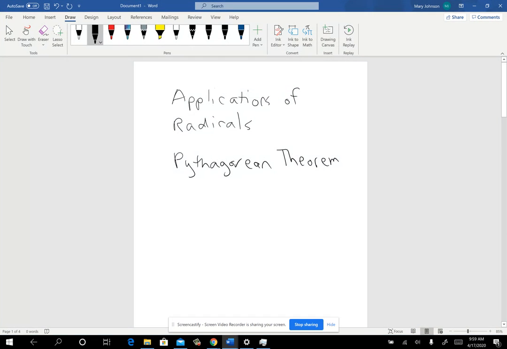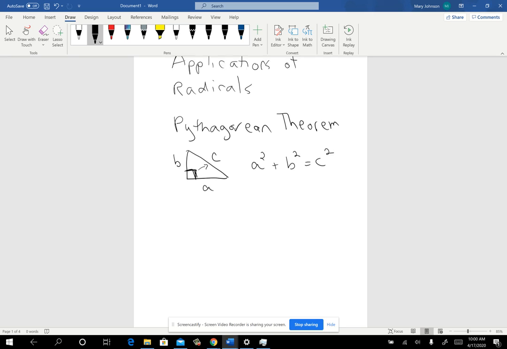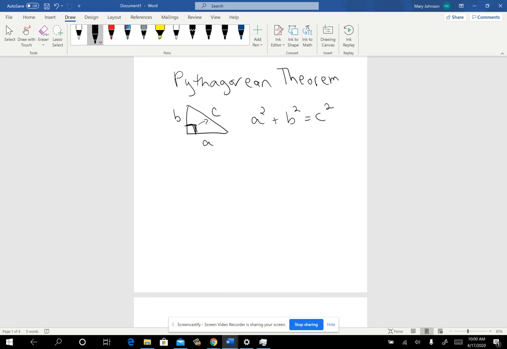In this video, I'm going to look at two applications of radicals. One of them is the Pythagorean theorem. It's a theorem you may have seen in geometry that says if you have a right triangle, meaning a 90-degree angle right there, then if you take the shorter sides and square them and add them up, it has to equal the length of the longer side. The longer side is always the side opposite the right angle.